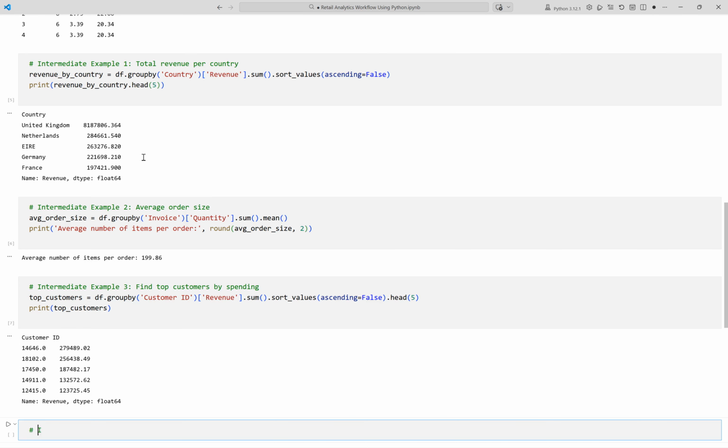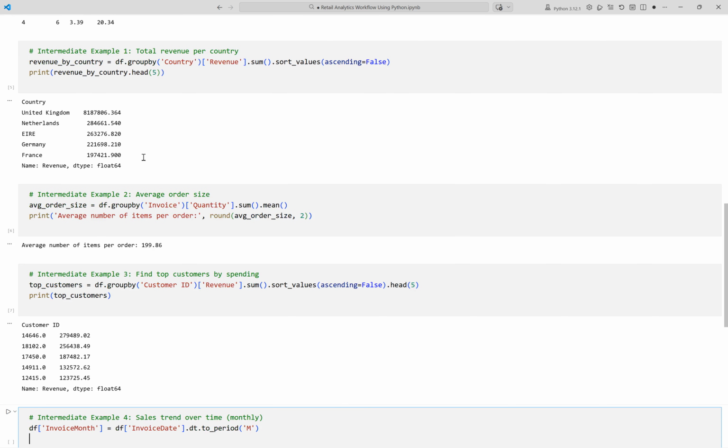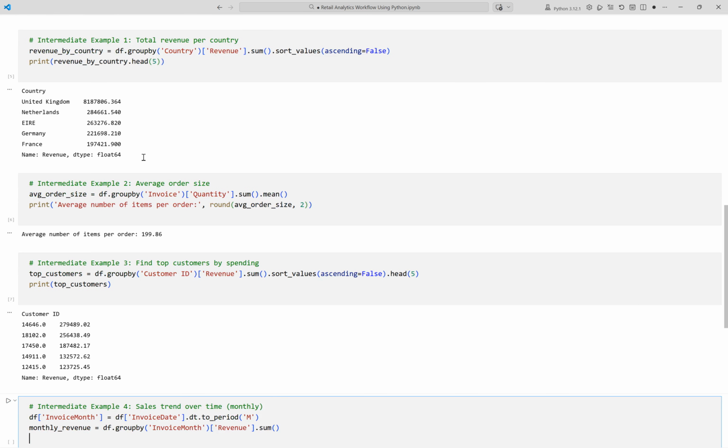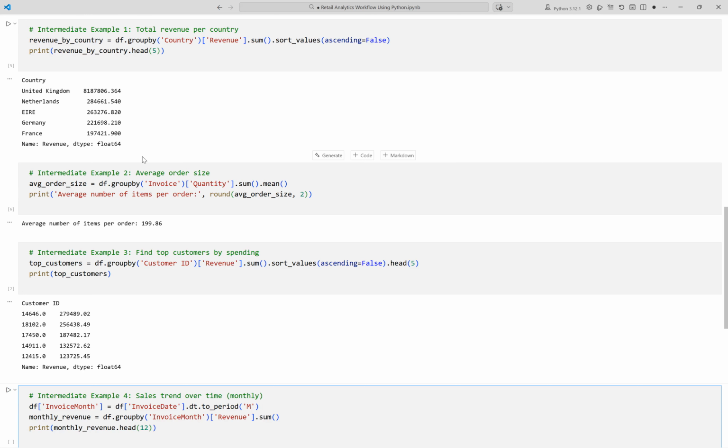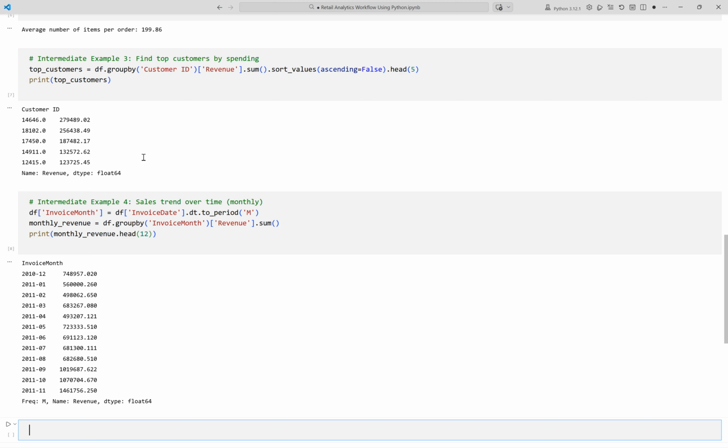Understanding sales trends by month helps with inventory and budget planning. We extract the invoice month from the date column. We group by each month and sum revenue. Here are the first 12 months with their total revenues. Running the cell now. This output shows the total revenue aggregated by each month, revealing trends in sales over time.